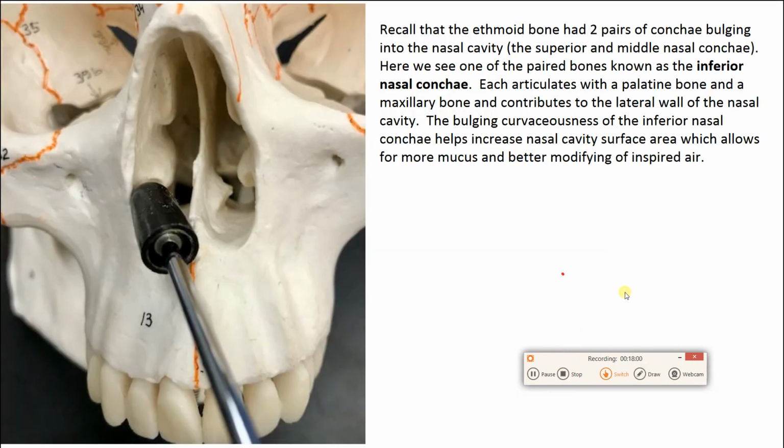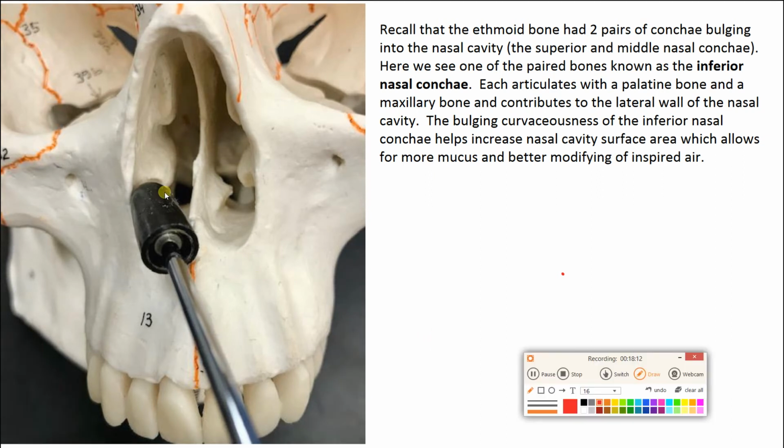So starting with the inferior nasal concha, we have to remember the ethmoid bone had 2 bulges on each side, and these bulges in the nose are called nasal conchae. We can see one of the ethmoid bone's nasal conchae right here. That is one of the middle nasal conchae of the ethmoid bone. And there's also a superior nasal concha on each side up here. We just can't see it. What we can see is a separate bone right here. This is a separate bone. This is the inferior nasal concha.